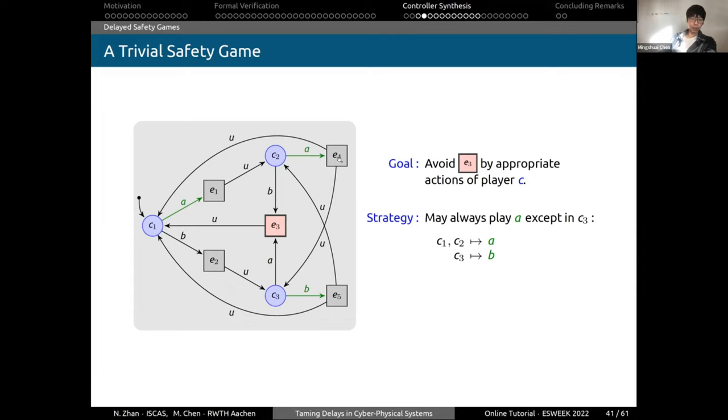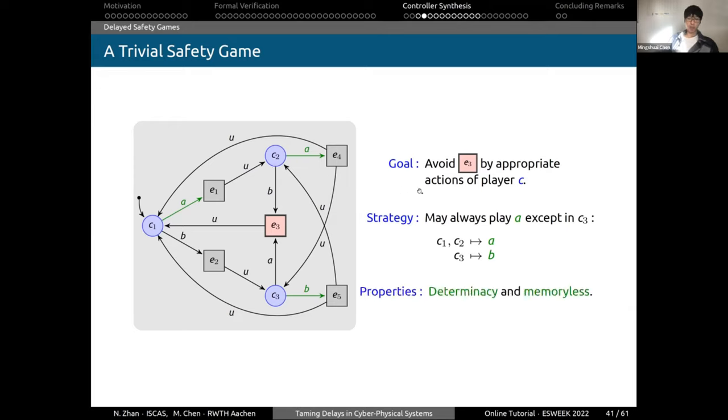At E4, no matter which action the environment chooses, this always goes to a controller state where, again, the controller has the choice to make a safe move. For example, at C3, the strategy tells us, yeah, we simply choose B. Otherwise, if we take A, then we will go into the unsafe state. So the general picture is that the two players make choices in an alternating fashion, and the goal is to come up with a winning strategy for the controller, okay?